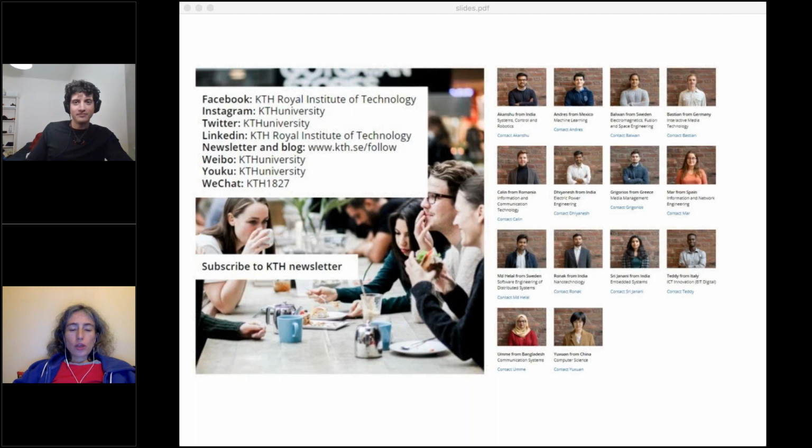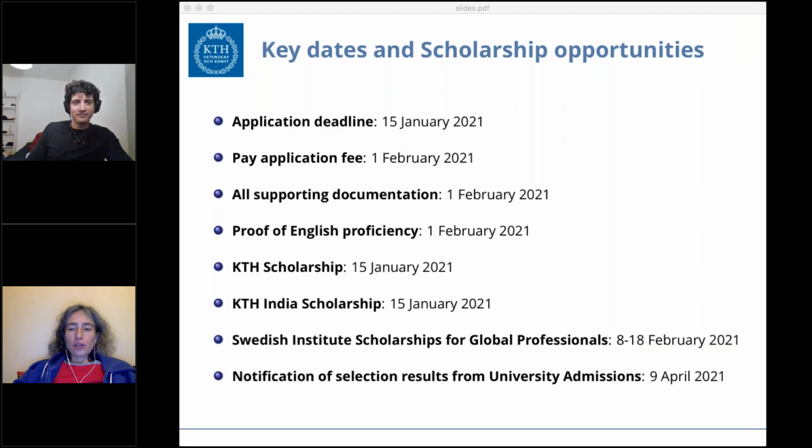Okay, so now I think we're on more or less the last slide, which is the key dates and the scholarship opportunities that you have. The application deadline is on the 15th of January 2021. You have to pay your application fee by the 1st of February, and also upload all your supporting documents. There's one central area for applying to any master's program in Sweden.